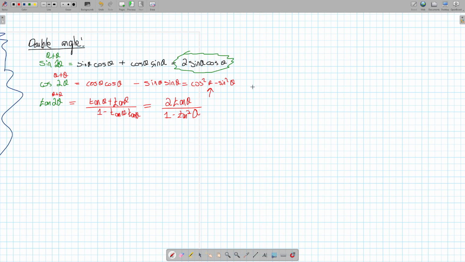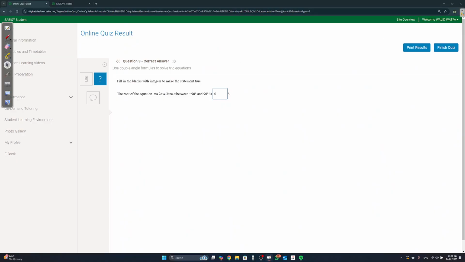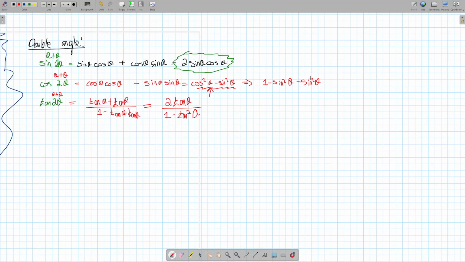Cosine squared theta minus sine squared theta, and it's not really required. But maybe you do it, I don't know. Maybe you might need it in the exam. What is cosine squared? Isn't cosine squared 1 minus sine squared theta? Okay, and then continue writing minus sine squared theta. So you can actually rewrite it in terms of, what's 1 minus sine squared minus sine squared? It's the same as 1 minus 2 sine squared theta. So this is the first way to write it.